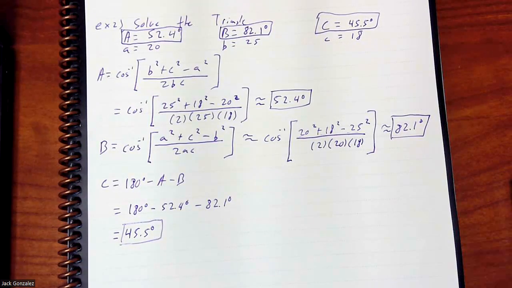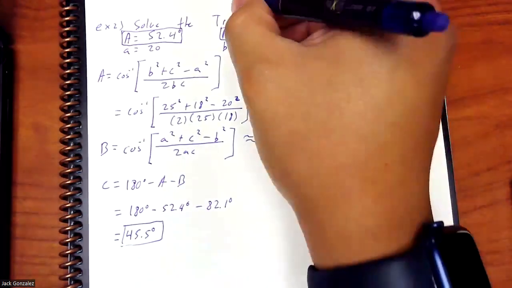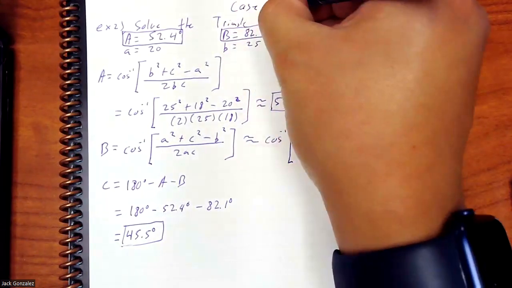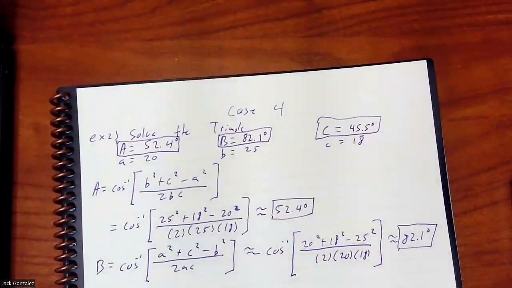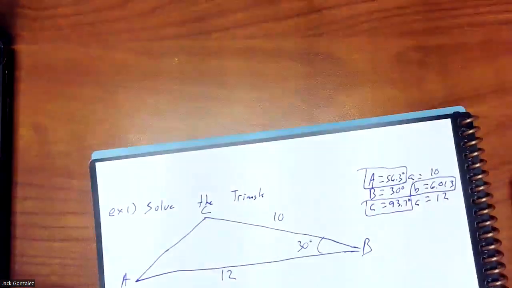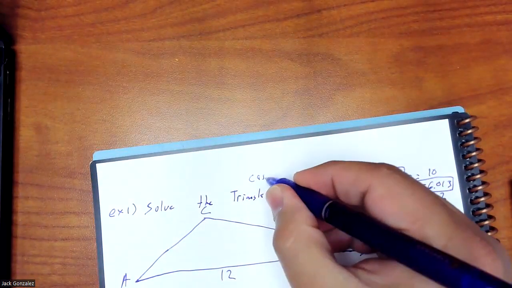Okay. So in this section, you'll either have case 3 or case 4. Let's do a word problem and an area problem. Let's make a note here. This was case 4. This one was case 3.